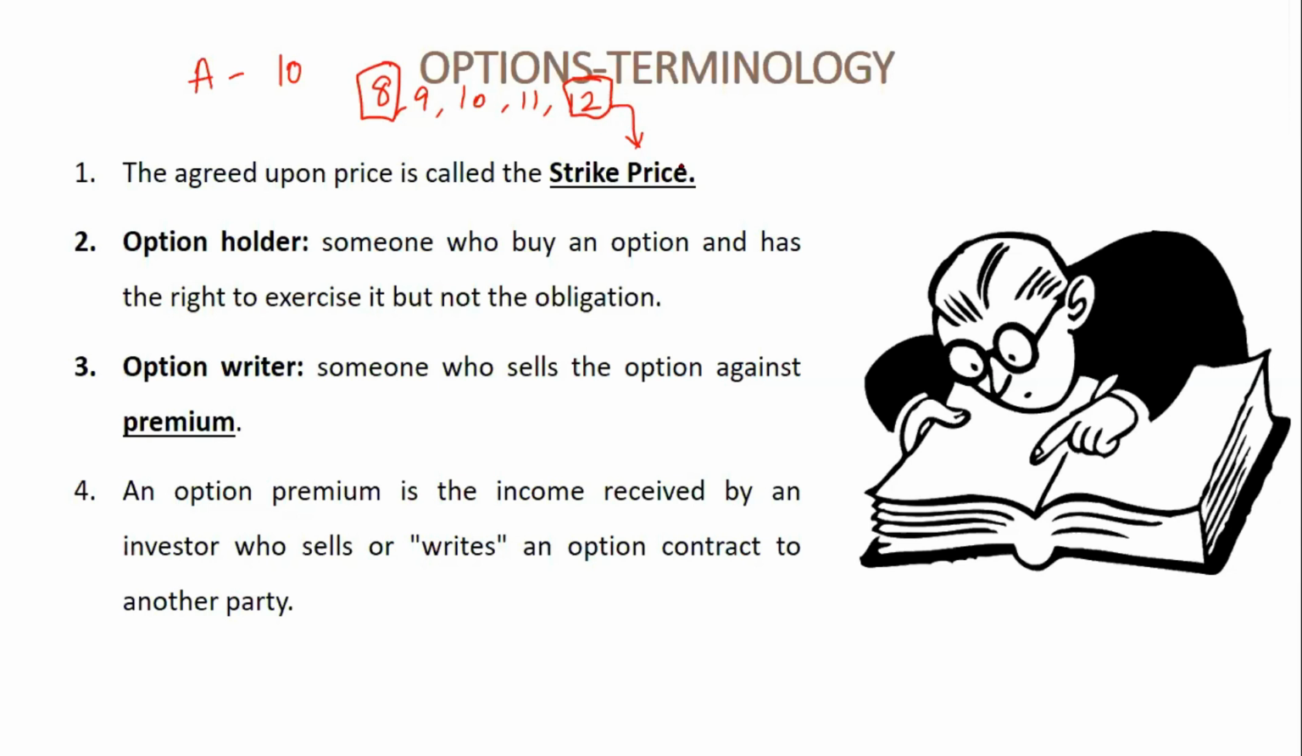Option holder is someone who is actually buying this option, but we do not say buyer of an option, we say holder, because buyer becomes confusing when you talk about a put option. Then the person who writes this option, or sells this option, is known as the option writer.